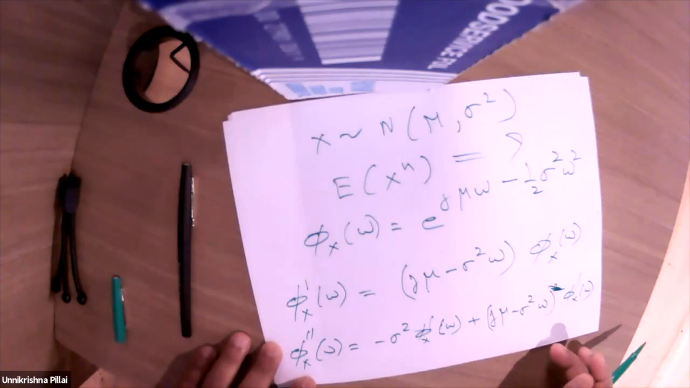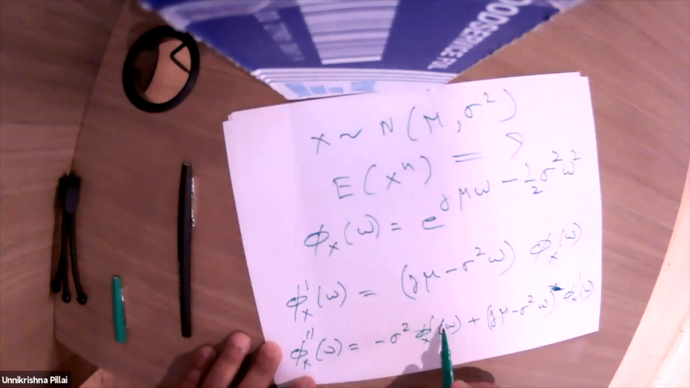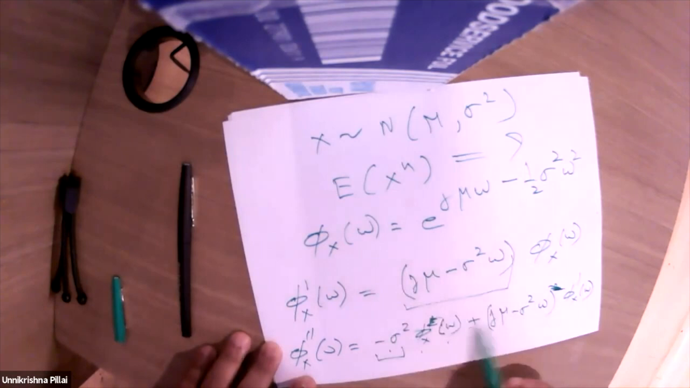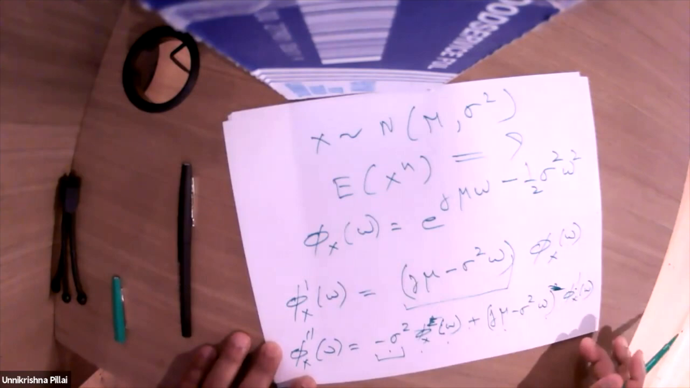There shouldn't be a dash on the first expression here. There should be just phi of omega. Right. So the derivative of this, which is minus sigma squared phi x of omega, plus this quantity which is here, derivative of this, that's good.